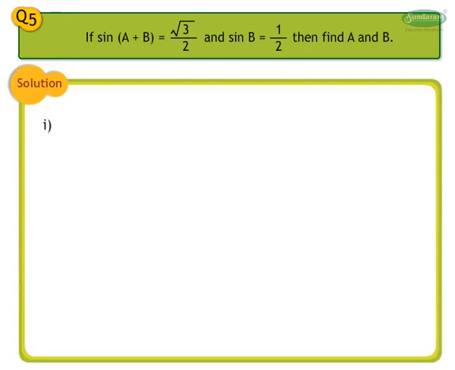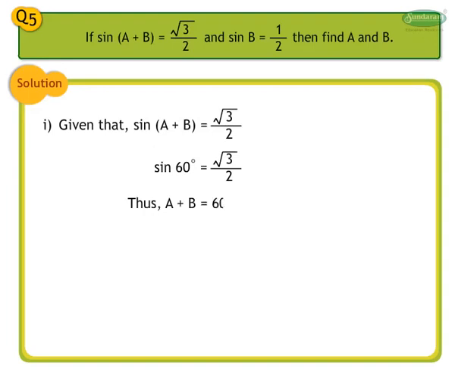Question 5. If sin A plus B is equal to root 3 upon 2 and sin B is equal to 1 upon 2, then find A and B. Solution. 1. Given that sin A plus B is equal to root 3 upon 2, but sin 60 degrees is equal to root 3 upon 2. Thus, A plus B is equal to 60 degrees. Mark it as equation 1.